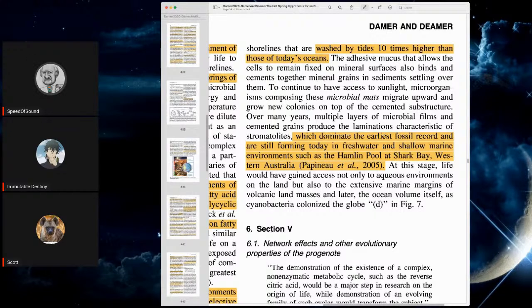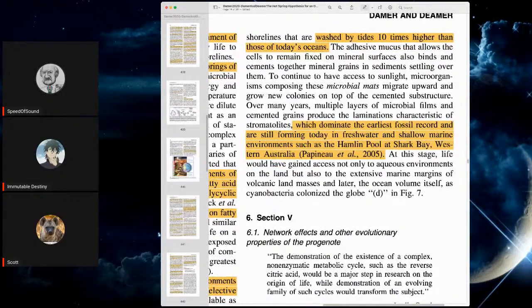Over many years, multiple layers of microbial films and cemented grains produce the laminations characteristic of stromatolites, which dominate the earliest fossil record and are still forming today in freshwater and shallow marine environments, such as the Hamlin Pool at Shark Bay, Western Australia. At this stage, life would have gained access not only to aqueous environments on the land, but also to extensive marine margins of volcanic land masses and later the ocean volume itself, as cyanobacteria colonized the globe. So this is kind of like the whole story behind this paper, this one section, section 4.